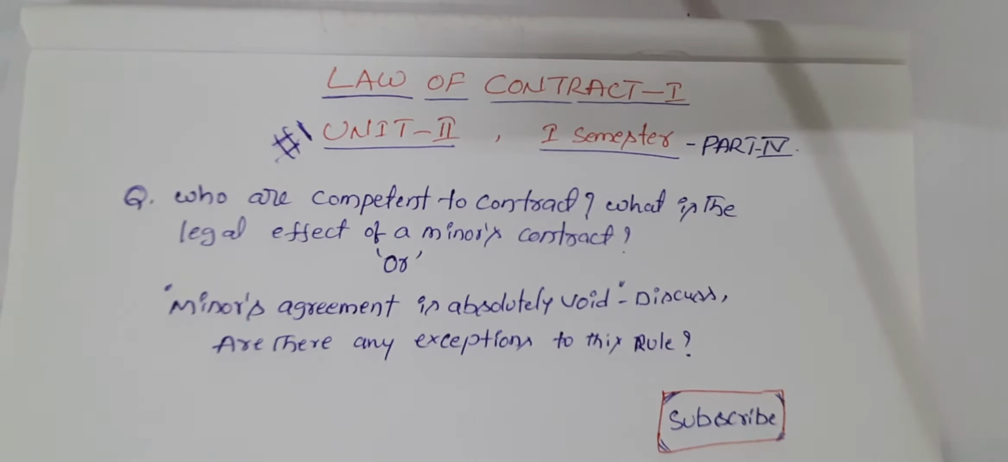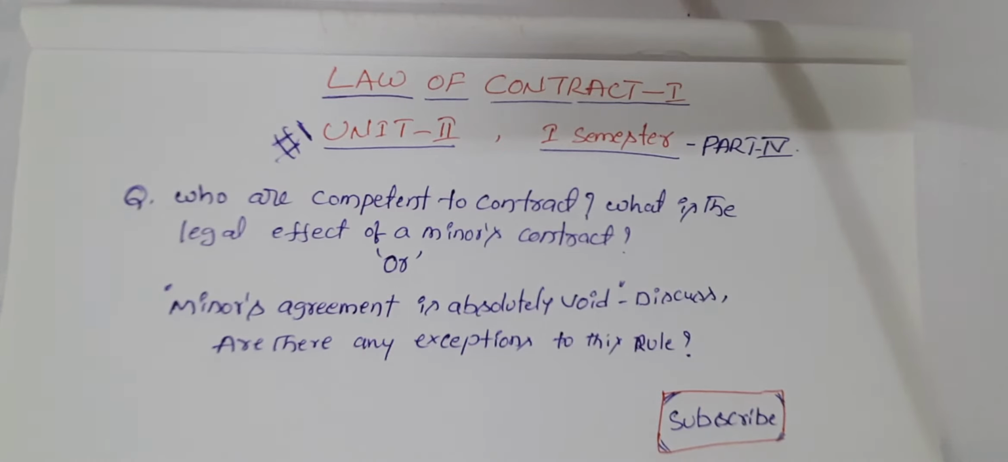Then, who is a minor? Section 3 of the Indian Majority Act 1875 defines minority. Every person domiciled in India shall be deemed to have attained his majority when he shall have completed his age of 18 years and not before. Thus, a minor is not a competent person to contract. Hereunder, some problems with solutions are given for easy understanding.